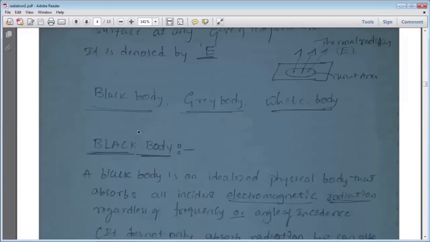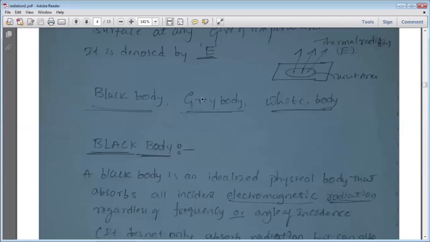Okay? Next, we need to discuss what is the black body, what is the gray body, and what is the white body. In the HMT laboratory, we already discussed this, and I think some of you did the experiment on a black body. A perfect, ideal body, understand? A perfect ideal body.